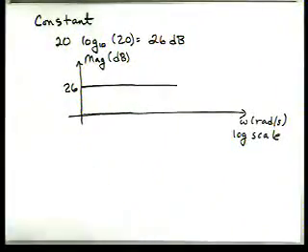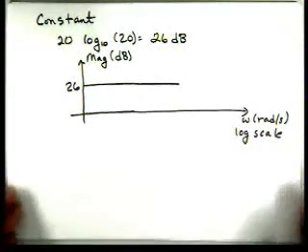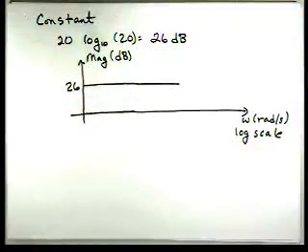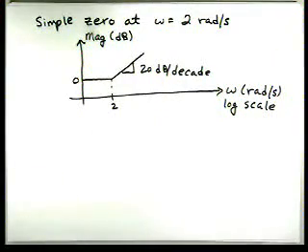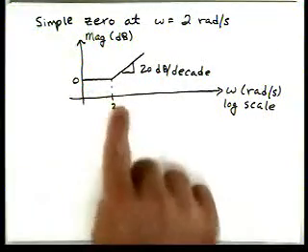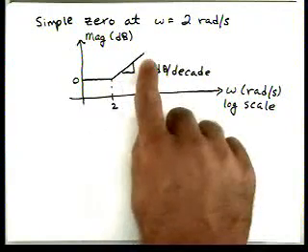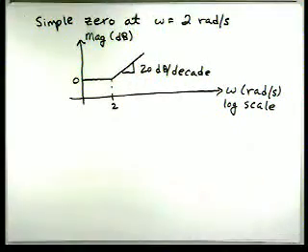here's the Bode plot for it, the magnitude sketch. We have 20 log base 10 of 20, so that's 26 dB. That gives us the constant term. Now for our simple zero at omega equal 2, here's the sketch for it. It has a gain of 0 until we get out to 2 radians per second. Then it turns up at 20 dB per decade. So that tells us about that simple zero.